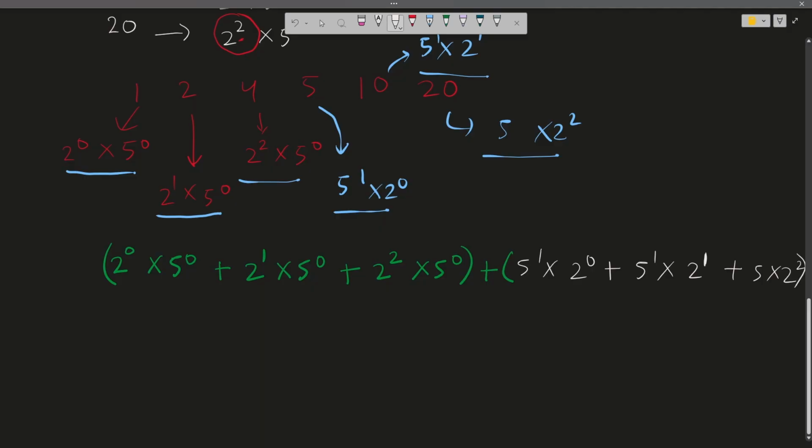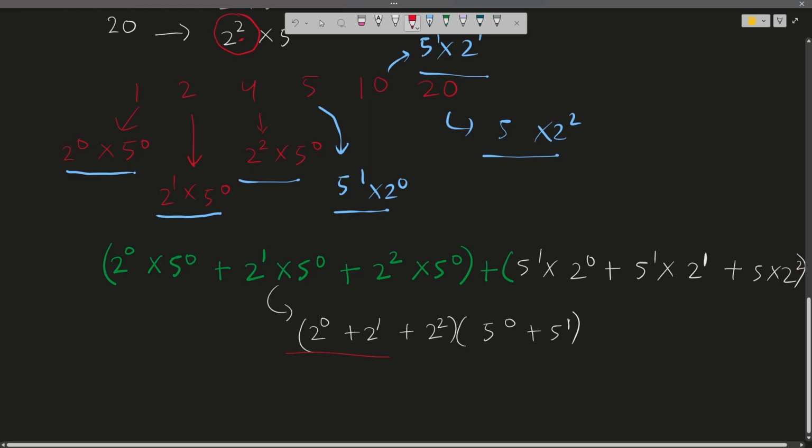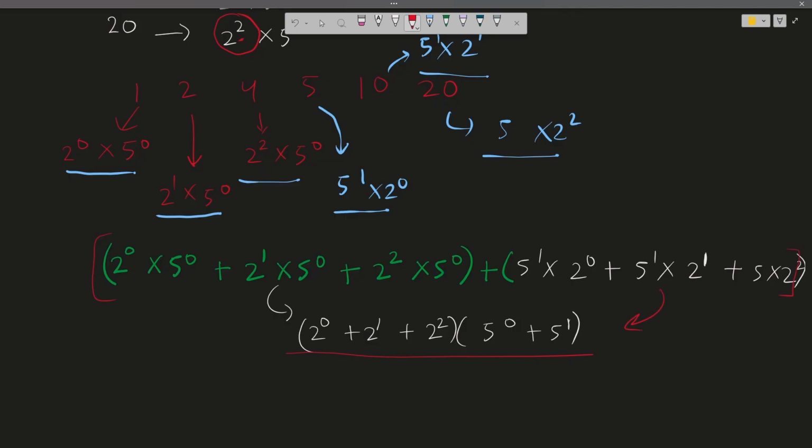Right? It could be further simplified into the form 2 to the power 0 plus 2 to the power 1 plus 2 to the power 2, into 5 to the power 0 plus 5 to the power 1. Now this is something which is of most importance. This whole expression can be expressed in the form of (2^0 + 2^1 + 2^2)(5^0 + 5^1).